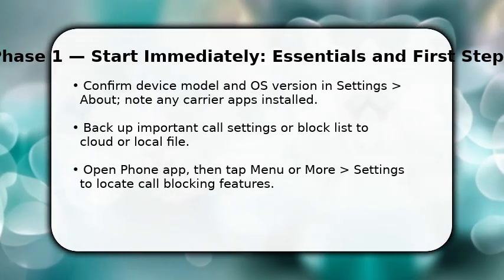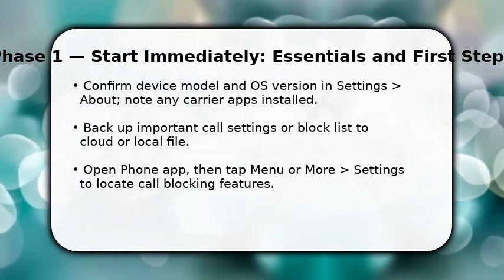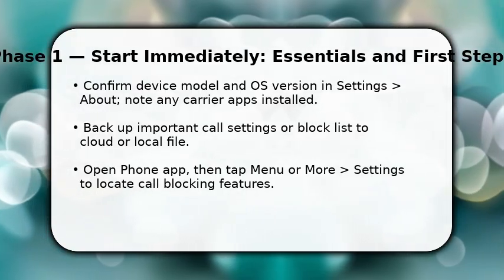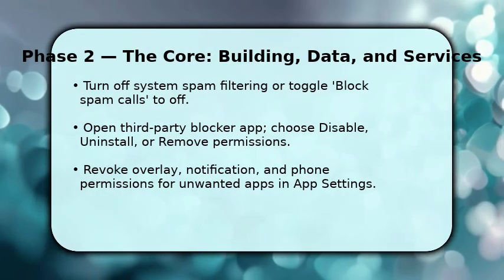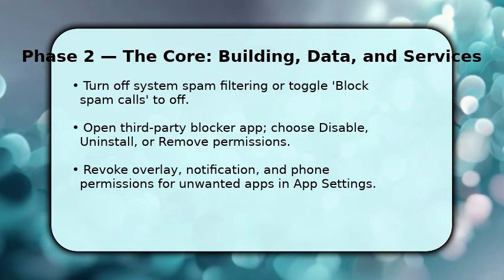Make sure to also check for carrier or third-party spam apps listed on the same screen. These can override system settings. Now tap Call Blocking or Spam Protection to begin removing the blocker. Once in Call Blocking or Spam Protection, toggle the system spam filter off so the phone stops intercepting calls.